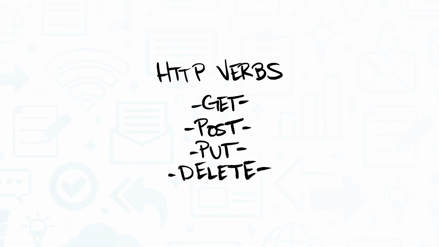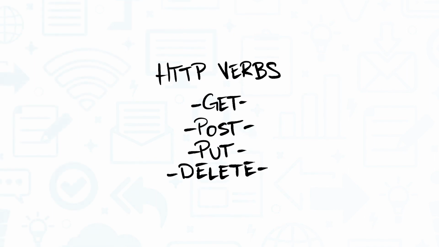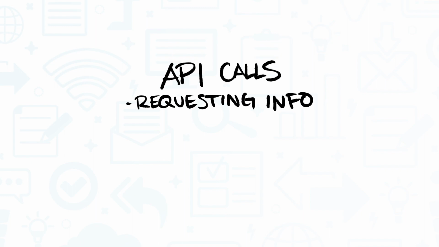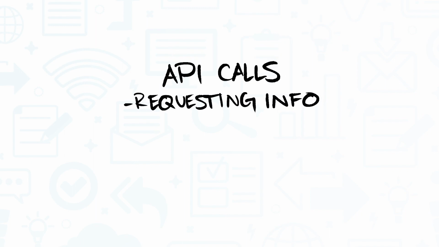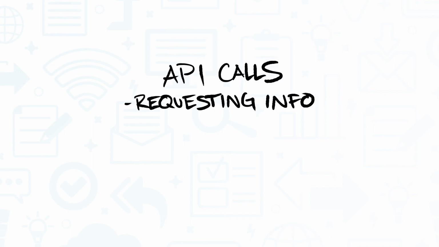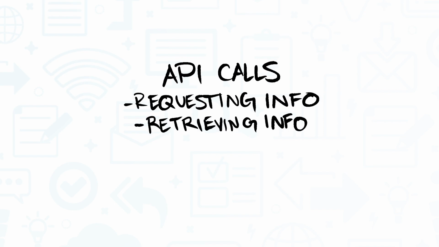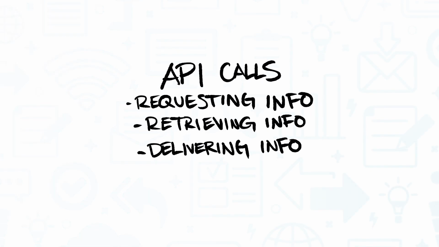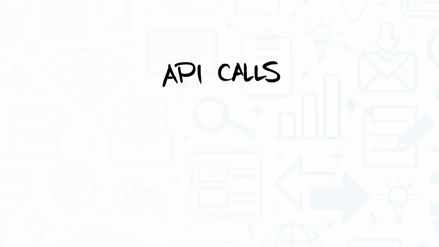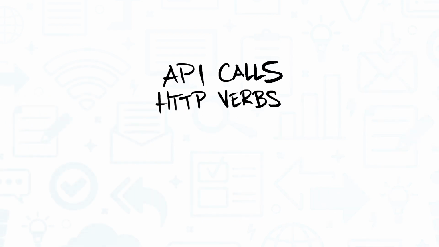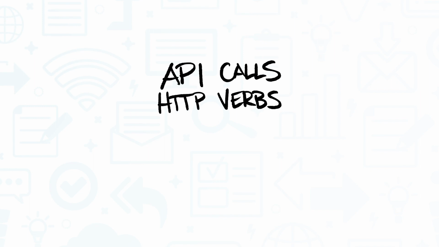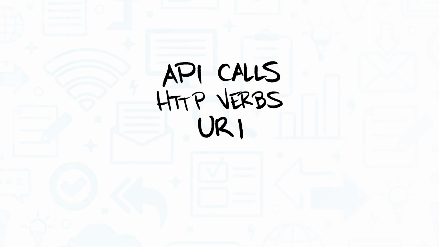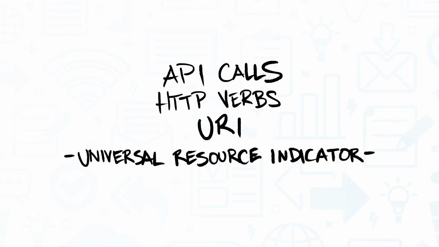These HTTP verbs are the primary player in the first of three parts in an API call. The API call is the name given to the entire process of requesting info, retrieving that info, and then delivering that info. The first part is the only bit that would involve you. Like I mentioned, to do an API call, you'd need whichever HTTP verb or verbs are relevant to you, as well as the URI, or Universal Resource Indicator, of the server.